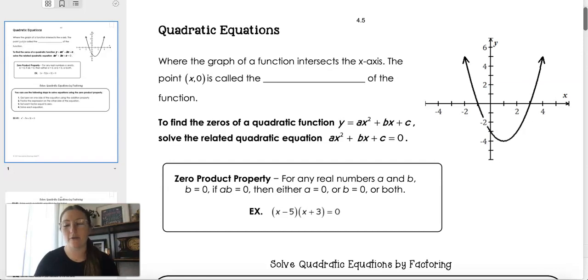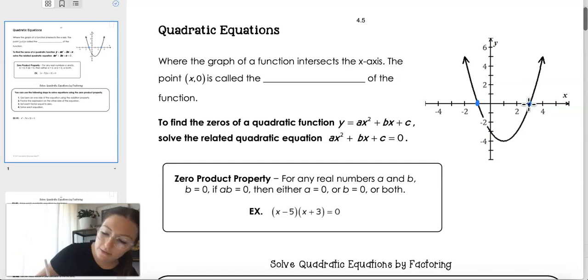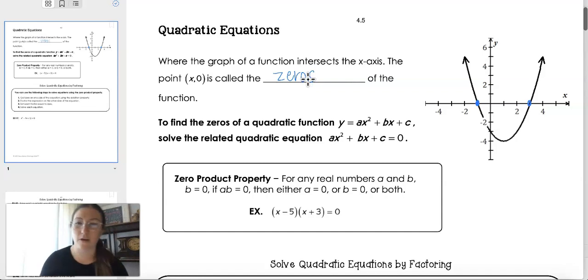So it says where the graph of a function intersects the x-axis. So let's go ahead and look at that intersection. I have an intersection here and I have an intersection here. Okay, these points, so the point x0, are called the zeros of the function. To find the zeros of a quadratic function, y equals ax squared plus bx plus c, solve the related quadratic equation ax squared plus bx plus c equals 0.